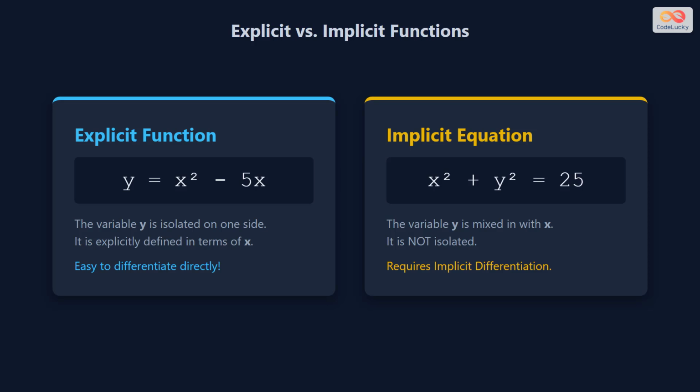Let's clarify the difference between explicit functions and implicit equations. An explicit function, like y equals x squared minus 5x, has y isolated. It tells you exactly what y is in terms of x. An implicit equation, like x squared plus y squared equals 25, has x and y mixed together. Here, y is not isolated. To find the slope of this curve, we need implicit differentiation.